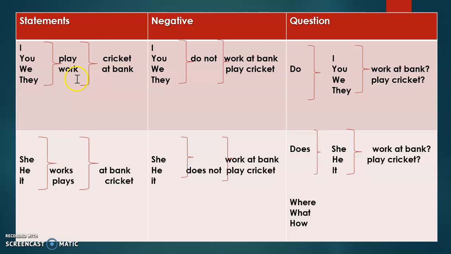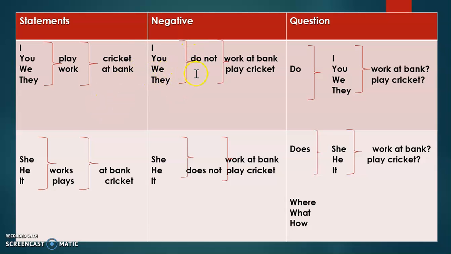I work at a bank. We work at a bank. They work at a bank. It's all fixed. It's all permanent. These are the best examples for simple present. Now let's see how to form the negative sentence for those statements.